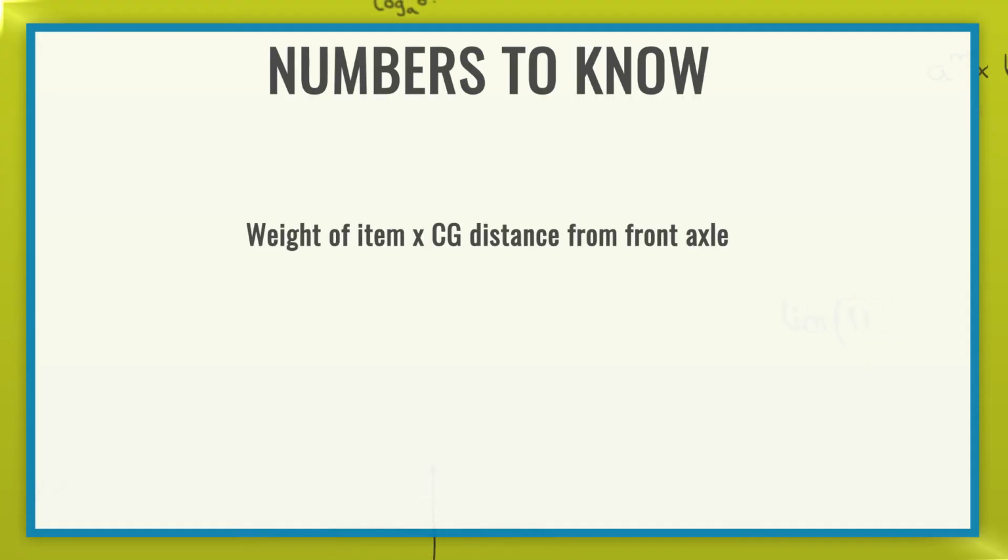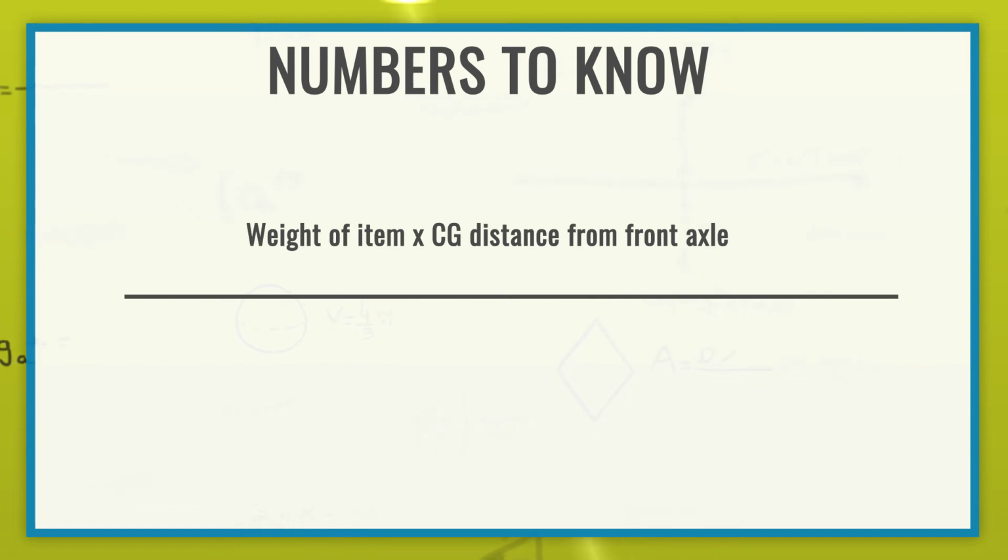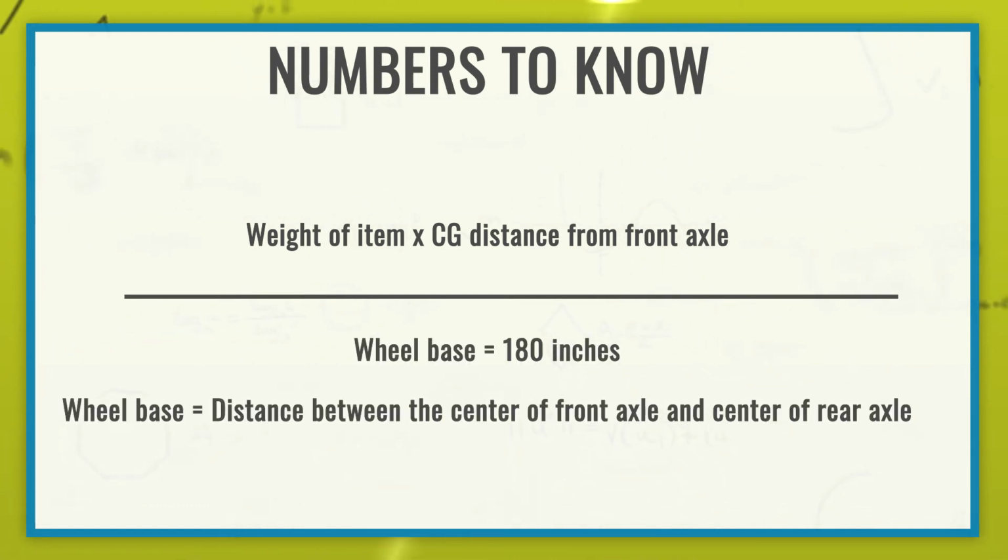In other words, you multiply the weight of the item times the distance the CG is from the front axle, and then divide the total by the wheelbase. The wheelbase is the distance in inches between the center of the front axle and the center of the rear axle. So let me try to see how the equipment weight is divided between the two axles.